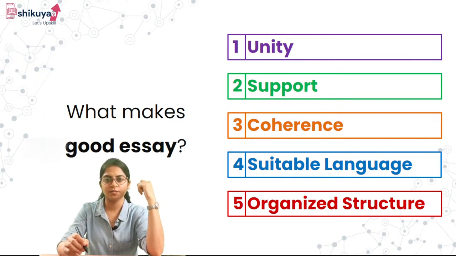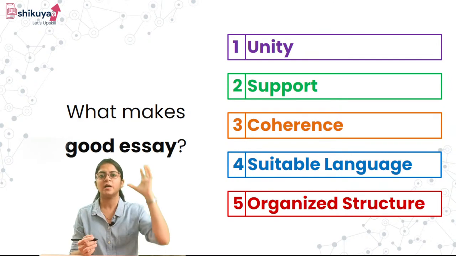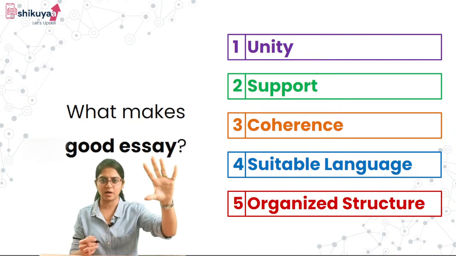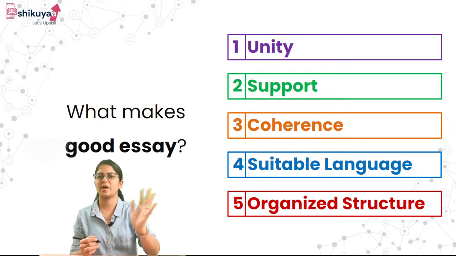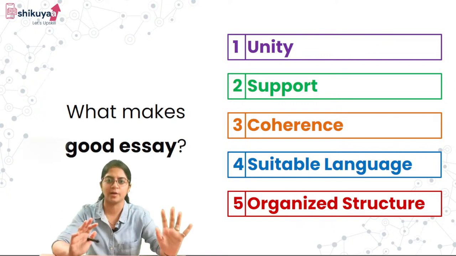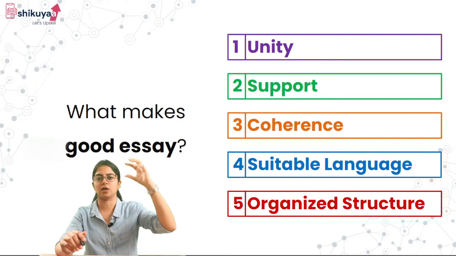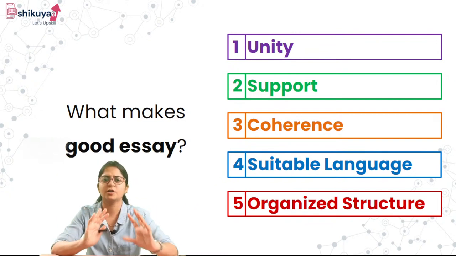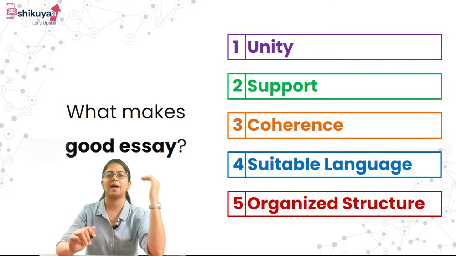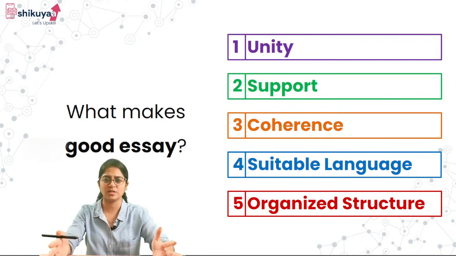Coherence means it should be well structured. Suppose you have given an introduction, and then somewhere in the body part you are suddenly speaking about something else, right? So there is no coherence between your introduction and suddenly you are talking about some third topic. It should not be like that, right? So coherence is that way, and then sequence. Coherence is also called sequence, all right?